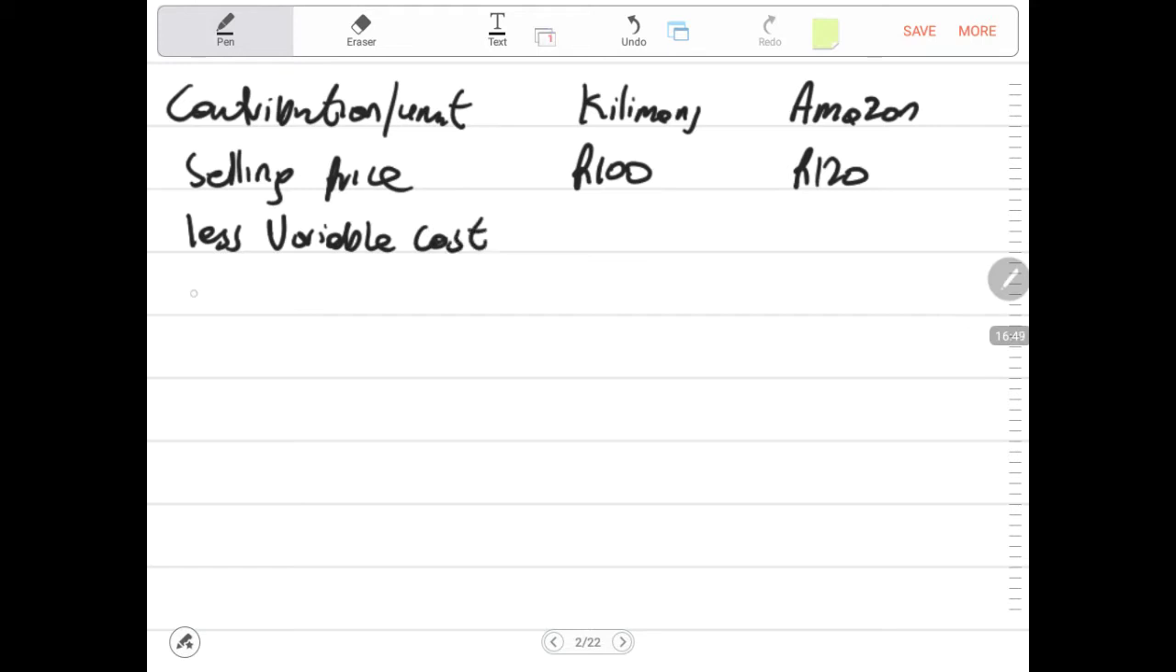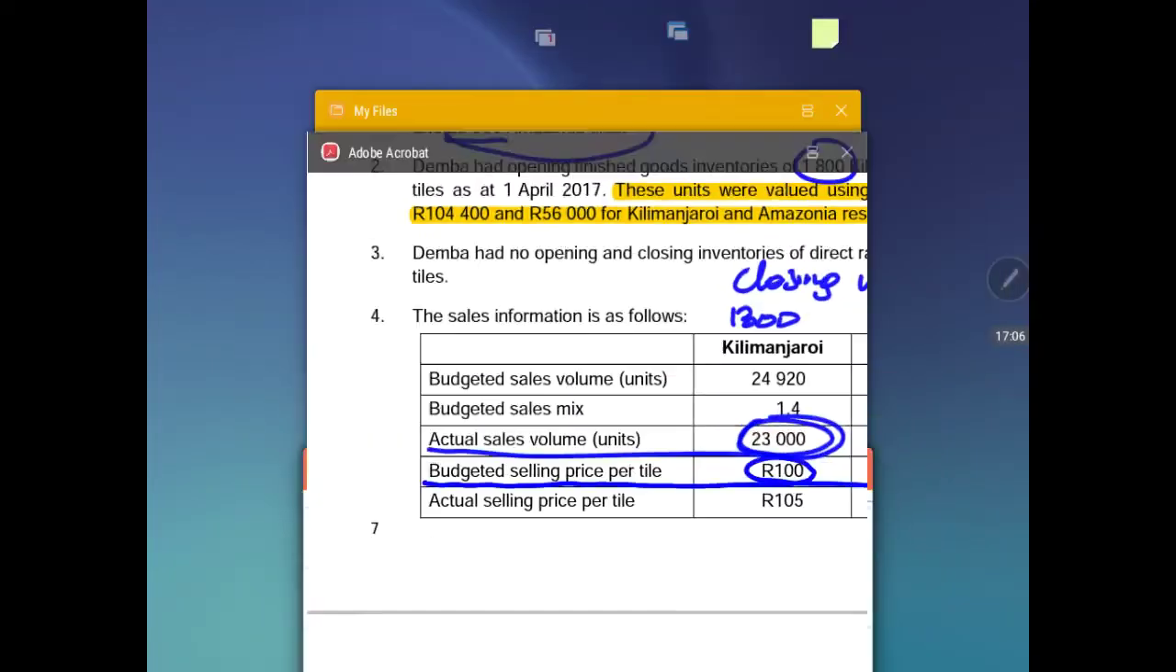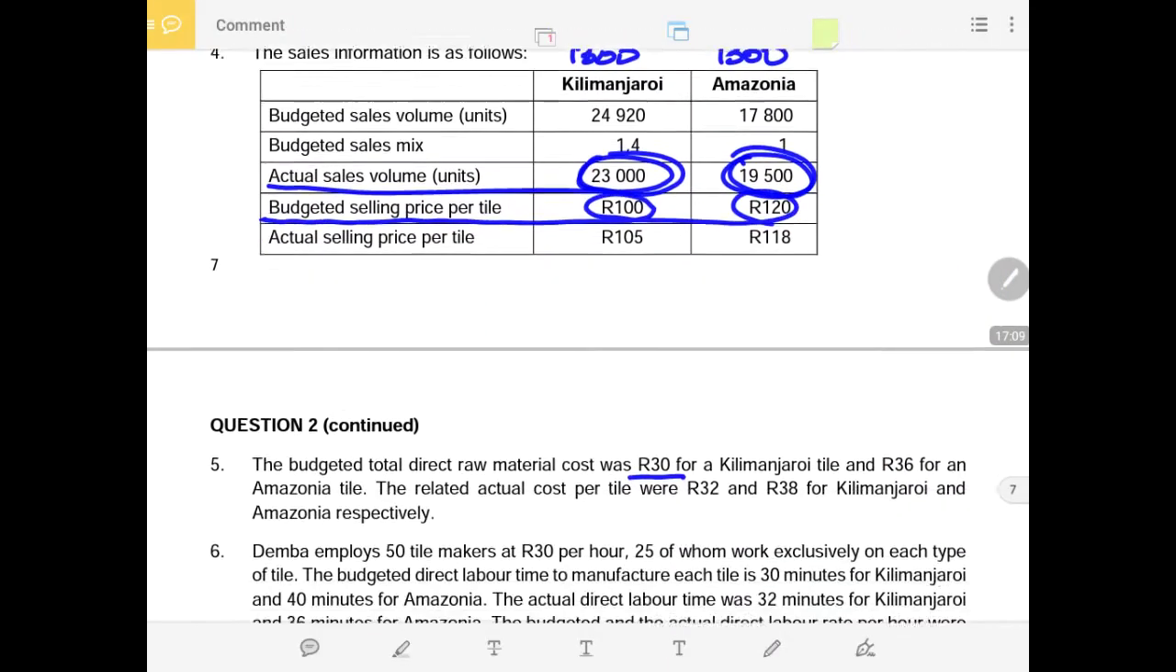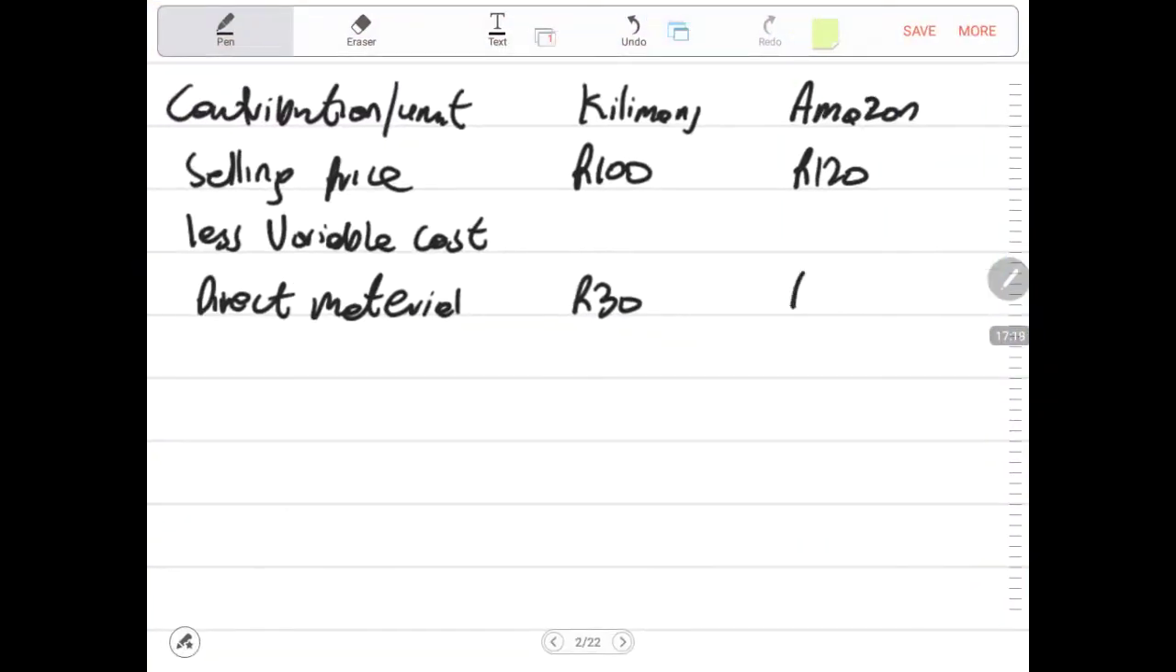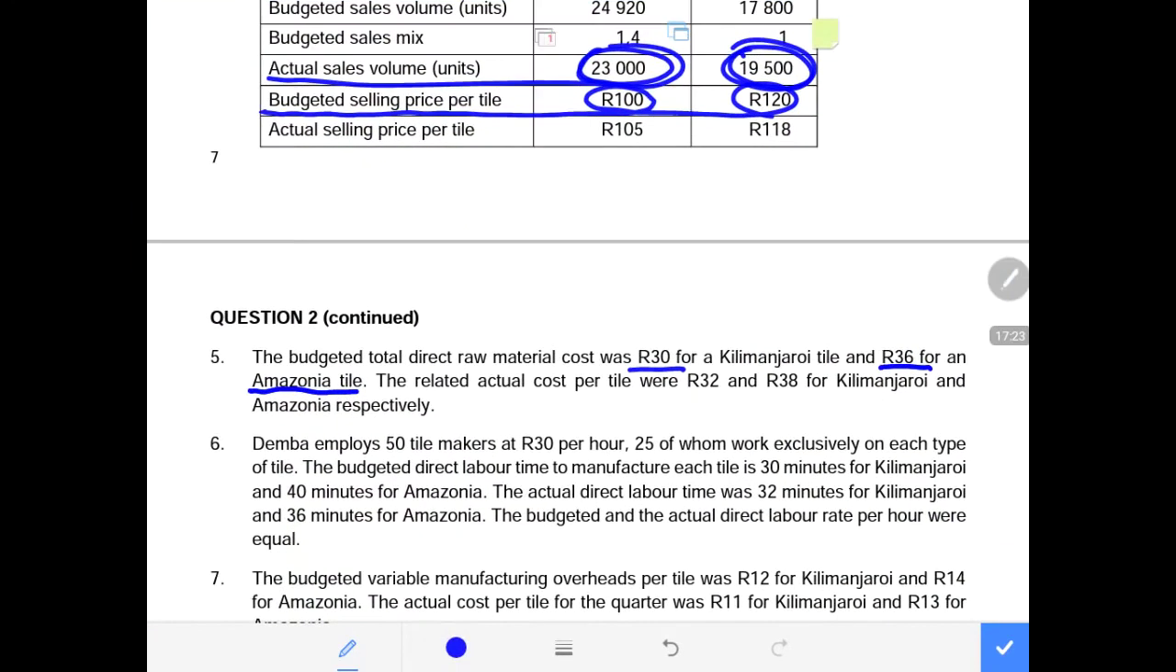Our variable cost, we have material, which is direct material to be specific. Our direct material per unit of Kilimanjaro, which is a variable cost because we know that all the direct costs are variable, is 30 Rand, and 36 Rand is budgeted for Amazonia tiles. Then we record that 36 Rand for the Amazonia tiles. Then we come to the next column.